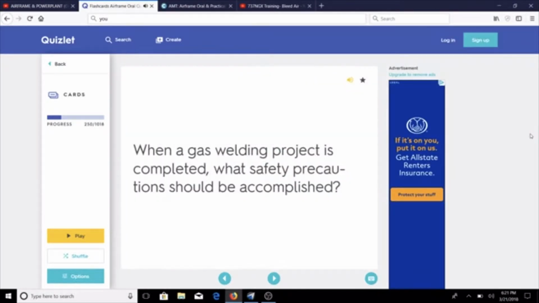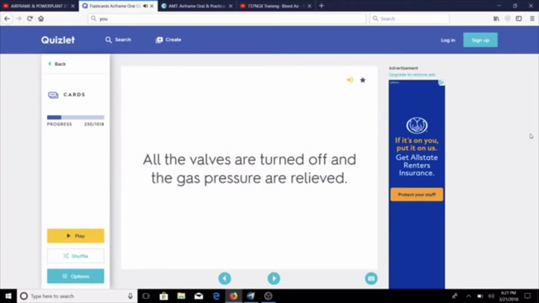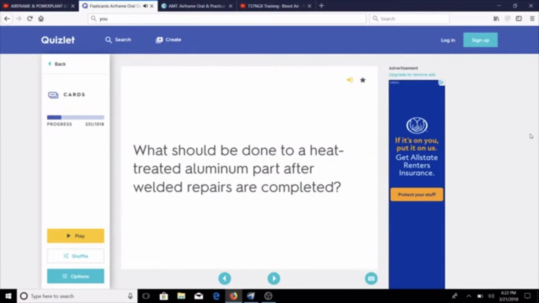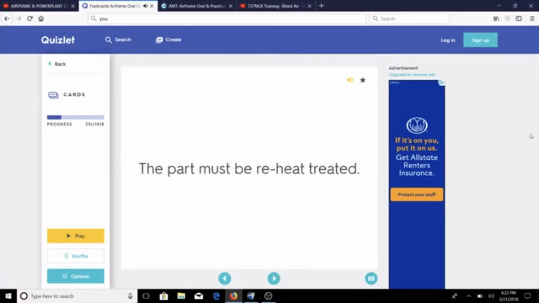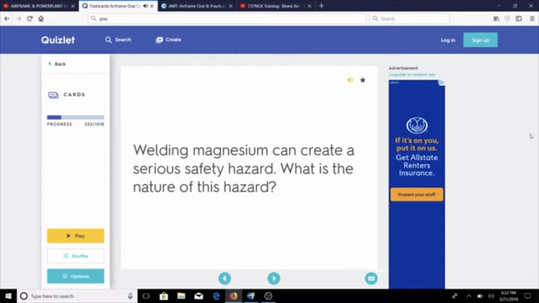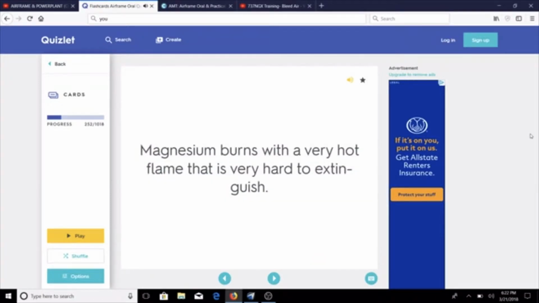When a gas welding project is completed, what safety precautions should be accomplished? All the valves are turned off and the gas pressure is relieved. What should be done to a heat-treated aluminum part after welded repairs are completed? The part must be reheat treated. Welding magnesium can create a serious safety hazard. What is the nature of this hazard? Magnesium burns with a very hot flame that is very hard to extinguish.